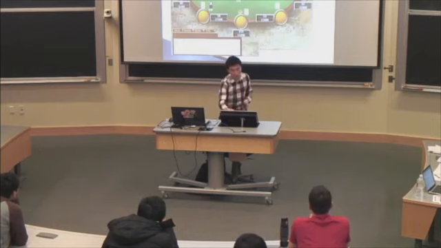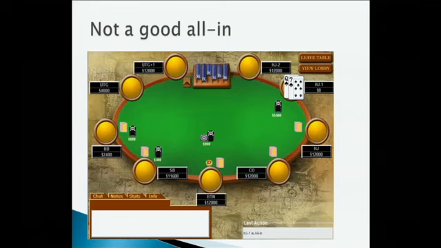So you go all in for 5,400. Let's say this guy calls for 5,400. Let me use a different color. This guy calls for 5,400. And then let's say this guy goes all in for 12,000.